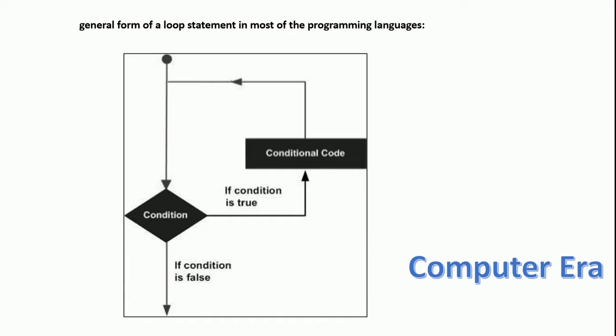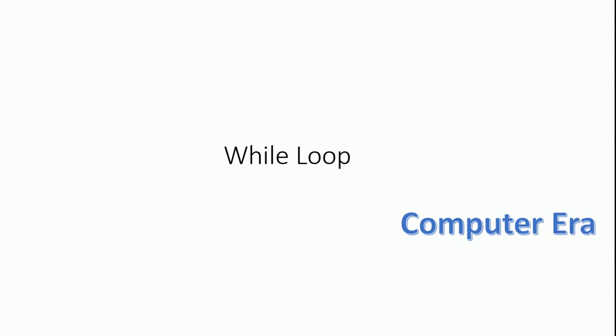So this is the general form of a loop statement in most programming languages. Let's see the types of loop and their programming implementation. The first one that comes to our mind is the while loop. Let's understand what a while loop is, what its syntax is, what its flow diagram is, and how it can be implemented in a program. I'll take an example to show how the while loop works, and I'll do the same program with a for loop and with a do while, so you can see the differences between them.